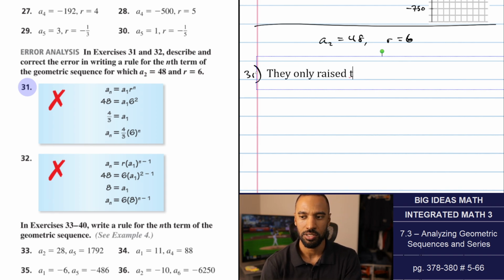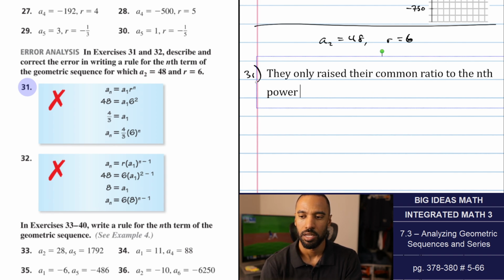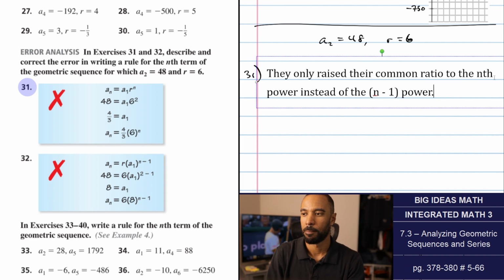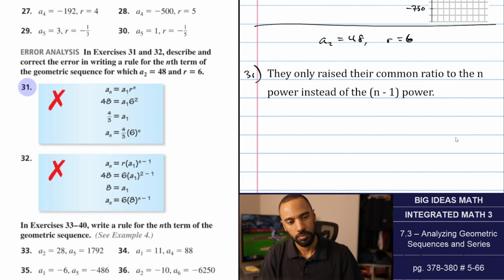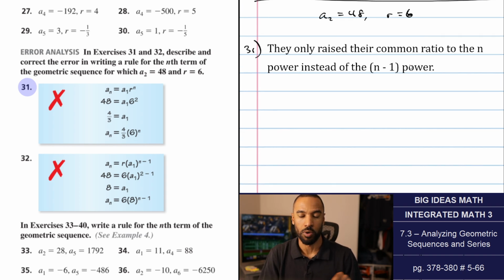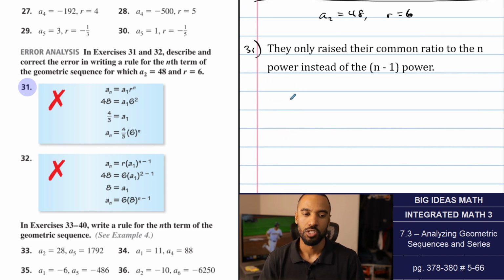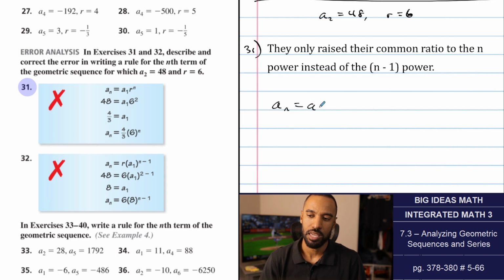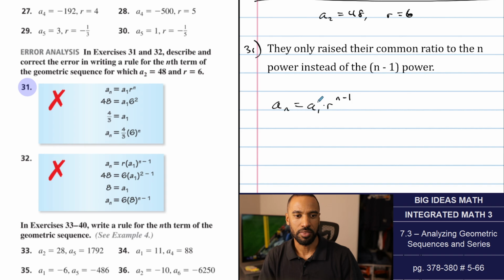They only raised their common ratio to the nth power instead of the n minus 1 power. That was their mistake. Whatever they did the rest of the way is probably correct work, but from the wrong formula. So we've got to use a sub n equals a sub 1 times r to the n minus 1 power. They're talking about the second term.